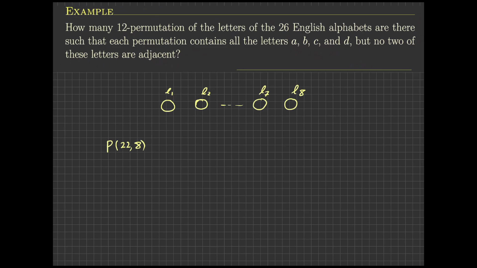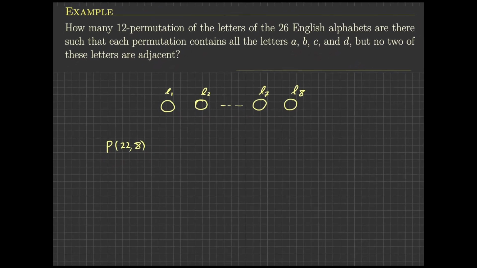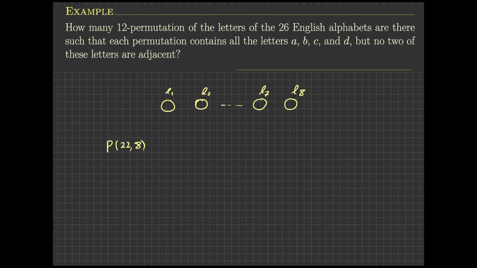Okay, so this P of 22 and 8 is the number of ways that I can fill up these locations. Now assume that these locations are filled somehow with those letters. Now I want to bring A, B, C, and D in and arrange them. But I have another constraint on A, B, C, and D. They are not supposed to be adjacent, none of them.